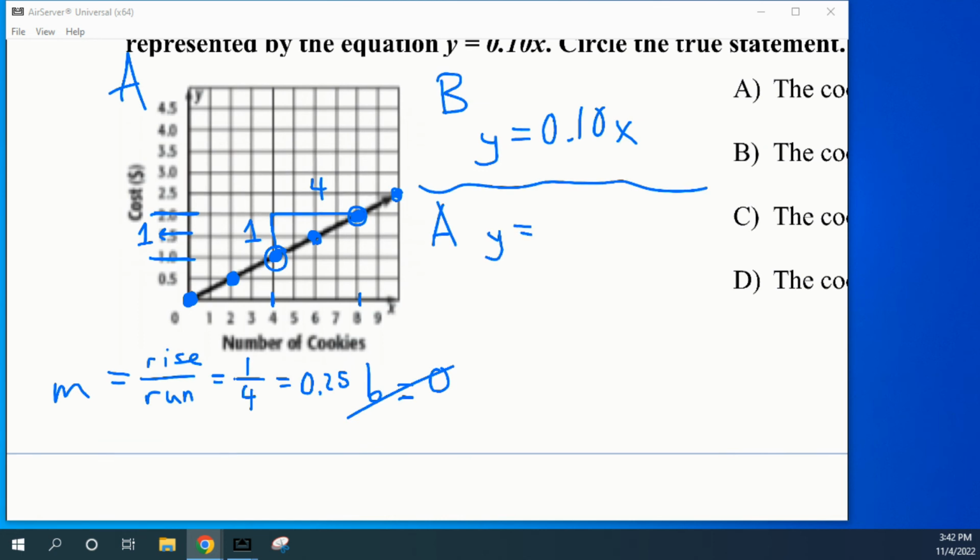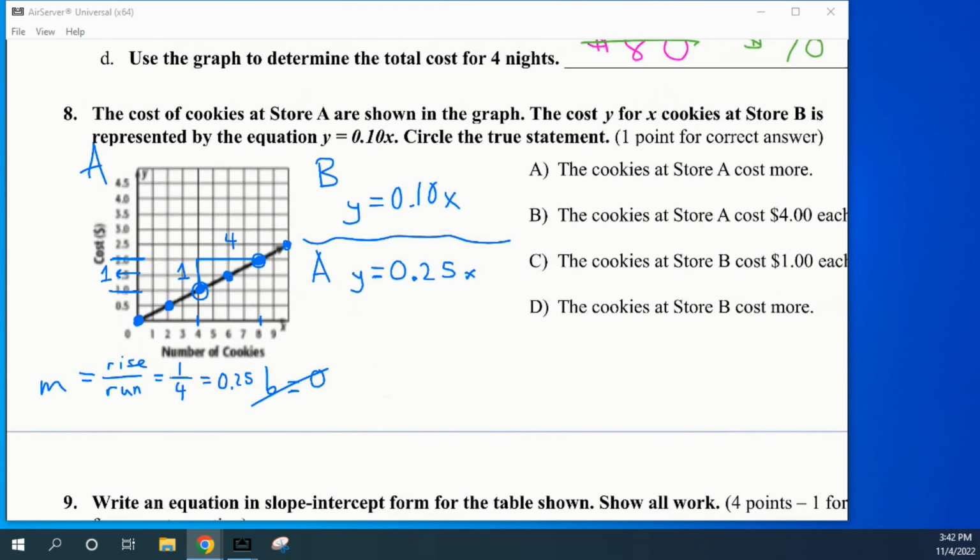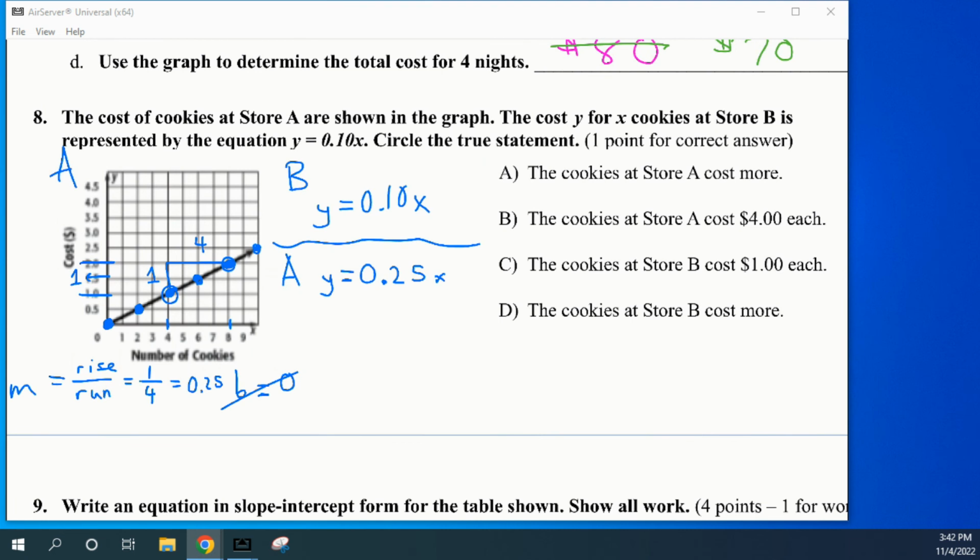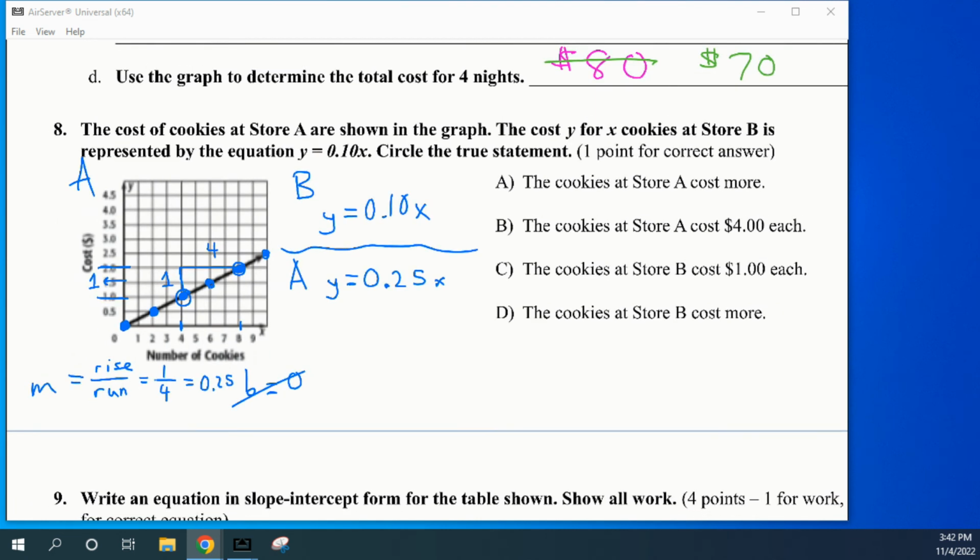Okay, that's what I'm going to use. Y equals 0.25x. Going through these, and I'm not going to go through every single one like I did in class, A is the correct claim or the correct statement here, because 0.25 is bigger than 0.10. So cookies at store A cost 25 cents. Cookies at store B cost 10 cents. That's what that boils down to.